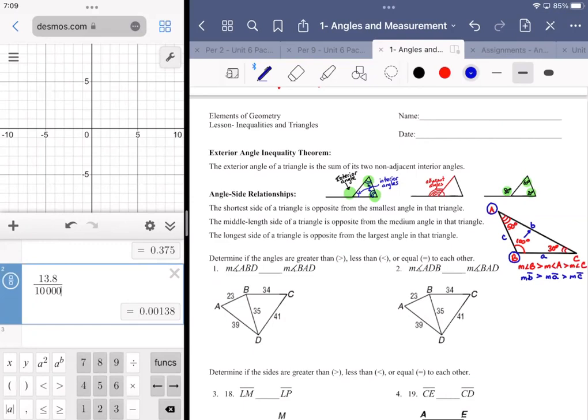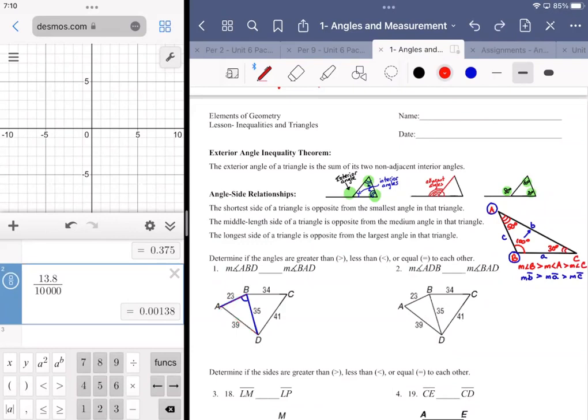But when you look at the first example here, it's the measure of angle ABD. Okay, so ABD, when we name an angle, we just follow the path based on the lettering. So ABD, that's this angle here. And BAD.